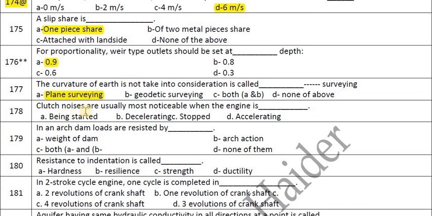Clutch noises are usually most noticeable when the engine is accelerating. In an arch dam, loads are restricted by weight of dam, arch action, A and B, and none of them. So both weight of dam and also arch action is the correct answer.